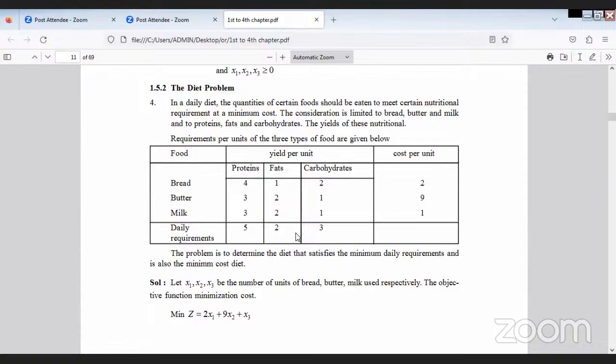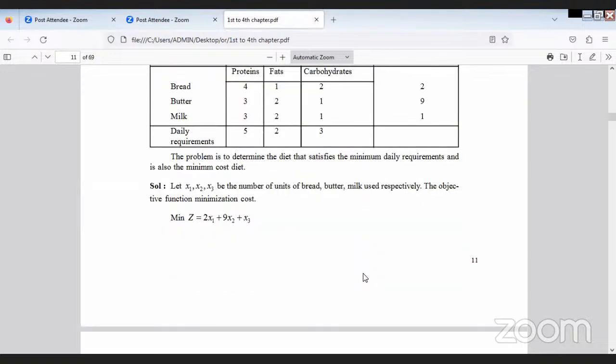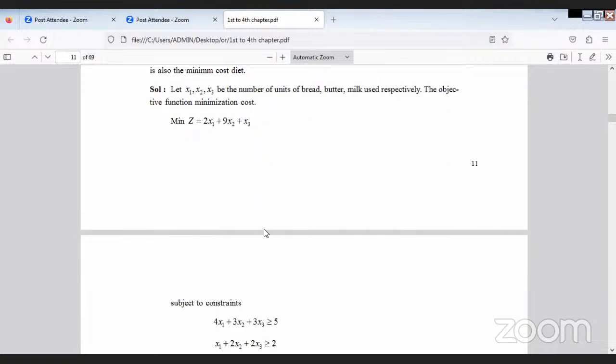Protein: bread 4, butter 3, milk 3, daily requirement 5. Fats 1, 2, 2 he gave, carbohydrates 2, 1, 1, 3 he gave, cost per unit 2, 9, 1 he gave. Never total them. The problem is to determine the diet that satisfies the daily requirements at minimum cost. Let X1, X2, X3 be the number of units of bread, butter, milk used respectively. The objective function Z is equal to 2x1 plus 9x2 plus x3.